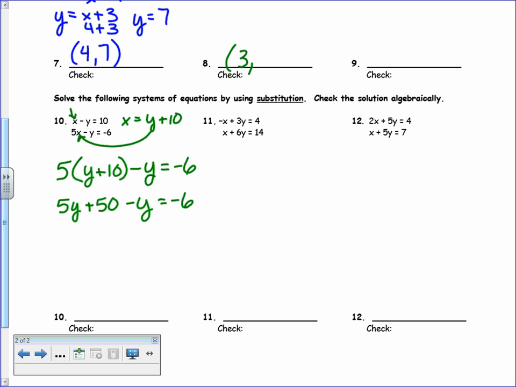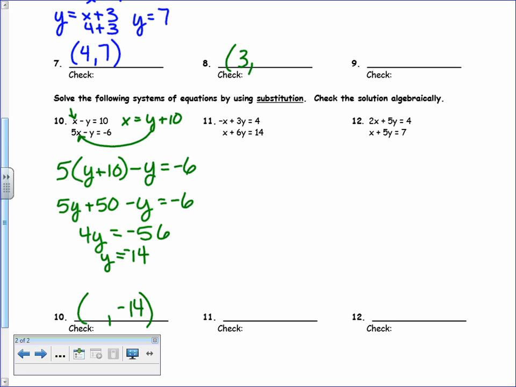So 5y minus y, that's 4y, equals -50 plus -6, which is -56. And y is going to equal, we'll say 14. Let me make sure I'm right. -14. I knew the negative was there. I just wanted to make sure the 14 was right. So now I have my y, all right? So there's my comma. I have -14 as my y.